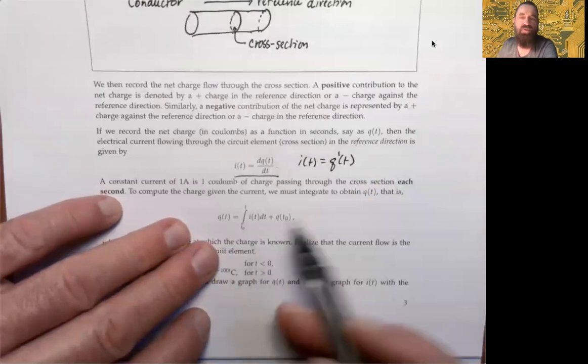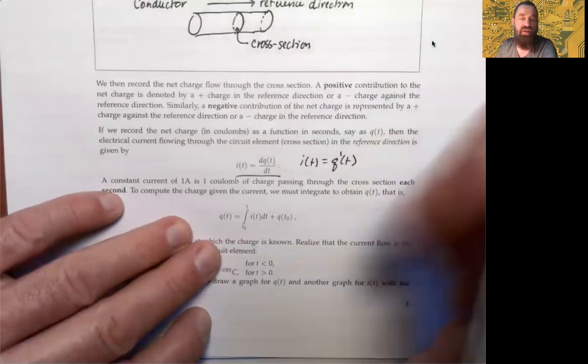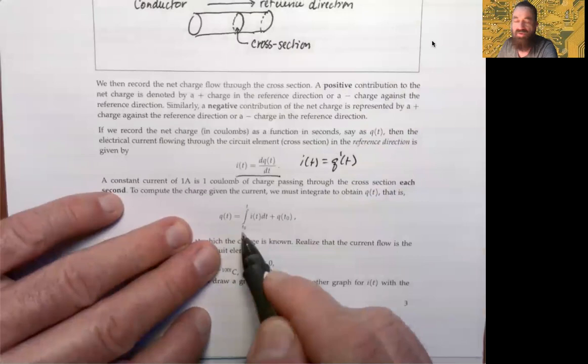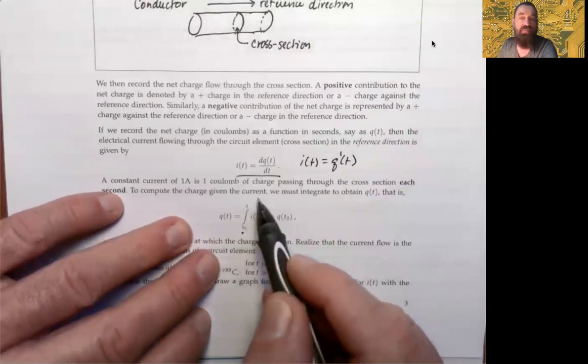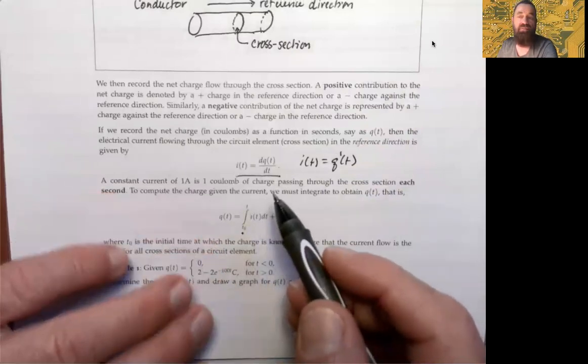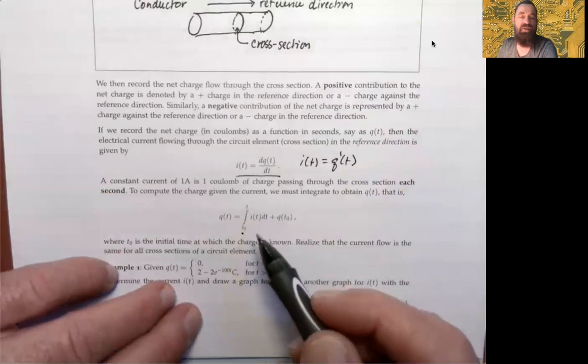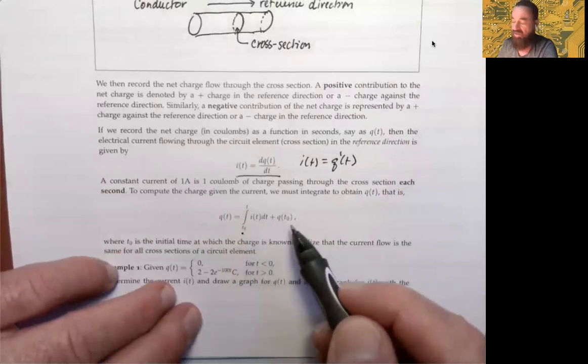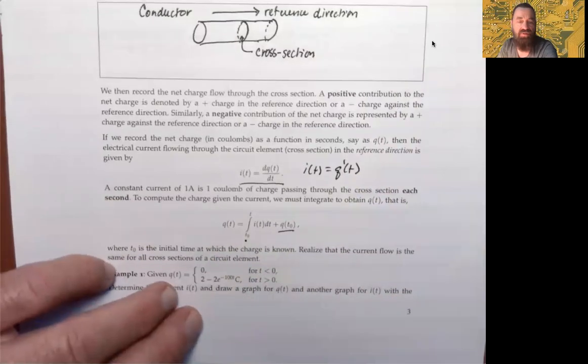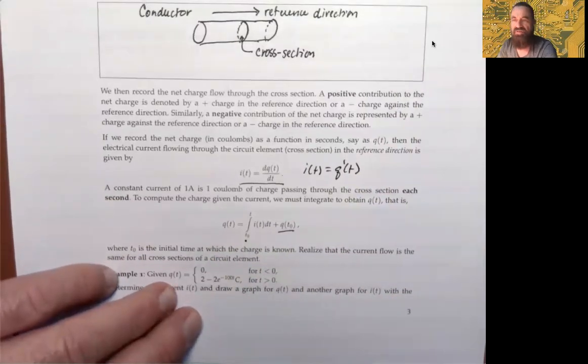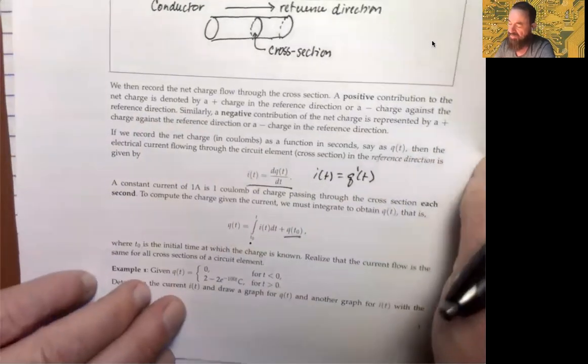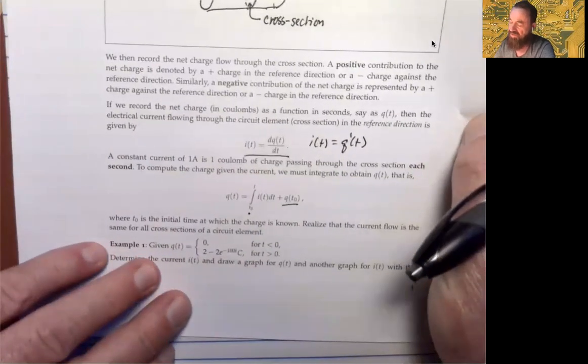We'd have to have a reference point in terms of the initial time, and that would be represented by t0. We would integrate from t0 up to an arbitrary time t of i of t dt, plus the initial charge that we started with. So again, that's just basically applying the fundamental theorem of calculus, and t0 is the initial time for which the charge is known.